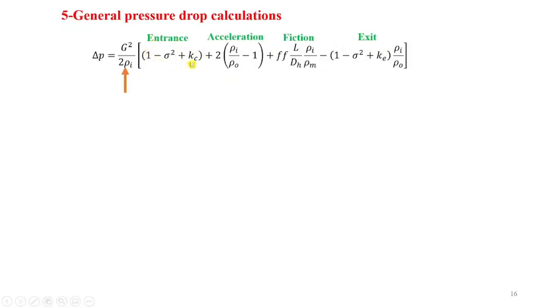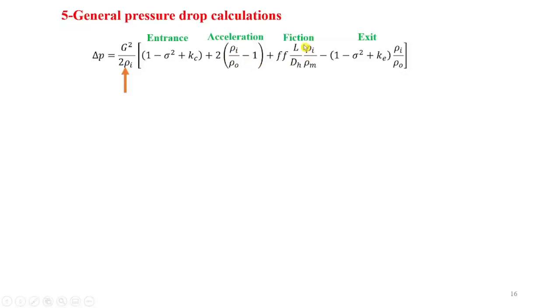The first part they call the entrance region, the entrance of the heat exchanger, which, as you can see, is a function of sigma. Sigma is the free flow area divided by the frontal area, and Kc is a pressure drop coefficient for the entrance only. The second term is acceleration, and as you can see, the difference between the density inside and outside has some impact on the acceleration part of delta P.